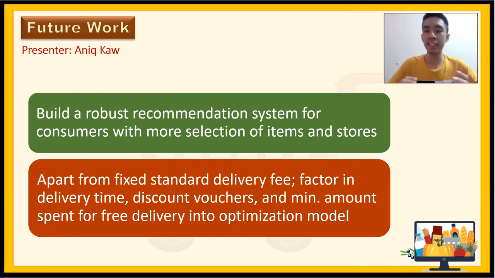Firstly, we could consider extending our work to build a robust recommendation system for consumers with more selection of items and stores. The lowest possible combination of prices when increase in demand for online grocery shopping will provide a win-win situation for both consumers and business owners. Also, apart from just a fixed standard delivery fee, delivery time, discount vouchers, and minimum amount spent for free delivery should also be factored into the optimization model to reflect realistic logistical arrangements in stores.